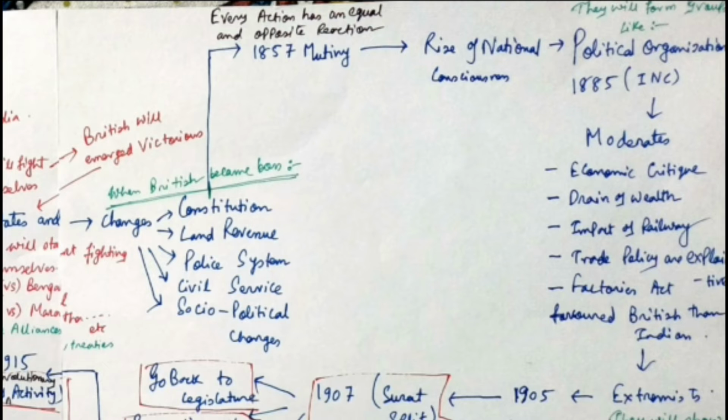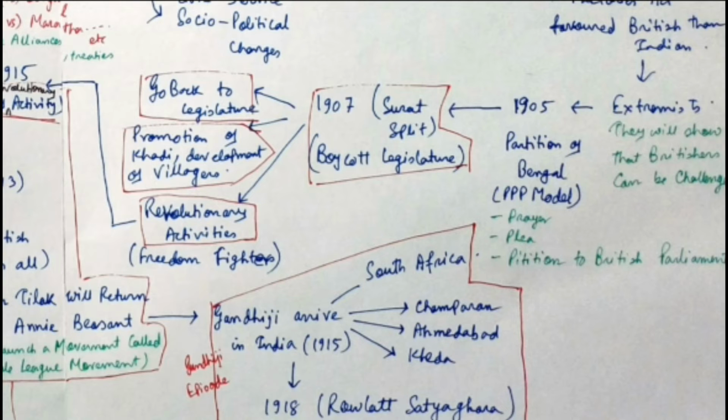So what will the moderates be doing? The moderates will make some economic critiques. Dadabhai Naoroji will publish an article on the drain of wealth that happened to Indians during these days. Then they will show the impact of railways in colonization. Then they will show that trade and policy are all exploitative in nature. Then the factories acts that all came from the British were beneficial only for the British. So this will be the phase of the moderates.